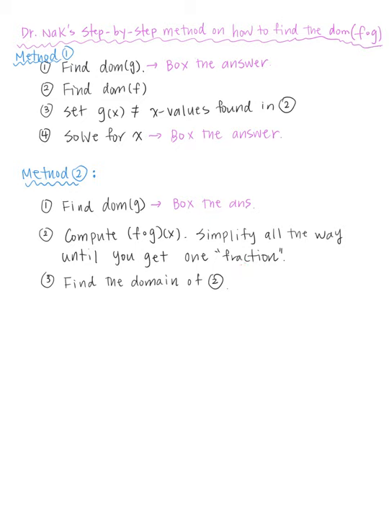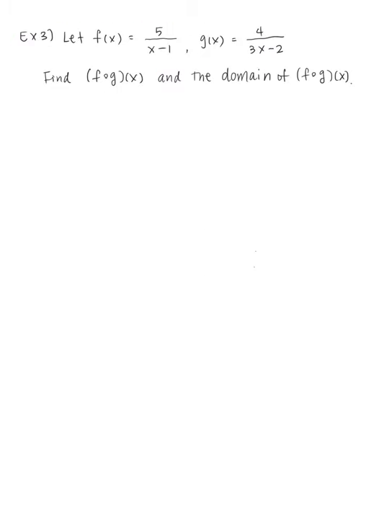Okay, so keep that in mind and let's do some examples. All right, example 3: let f of x equal 5 over x minus 1 and g of x equal 4 over 3x minus 2. Find f of g of x and the domain of f of g of x. Let's do one thing at a time. So let's first find f of g of x.